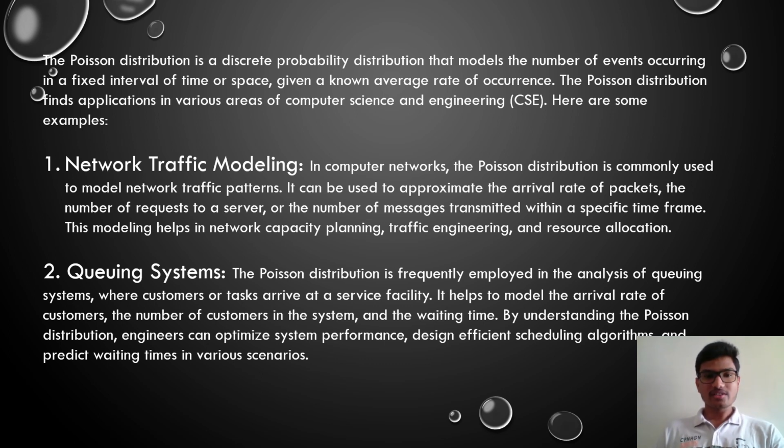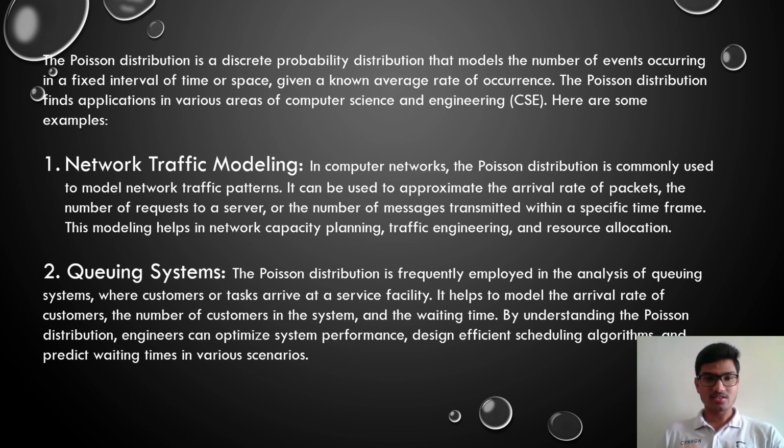The Poisson distribution is commonly used to model network traffic patterns. It can be used to approximate the arrival rate of packets, the number of requests to a server, or the number of messages transmitted within a specific time frame. This modeling helps in network capacity planning, traffic engineering, and also resource allocation.